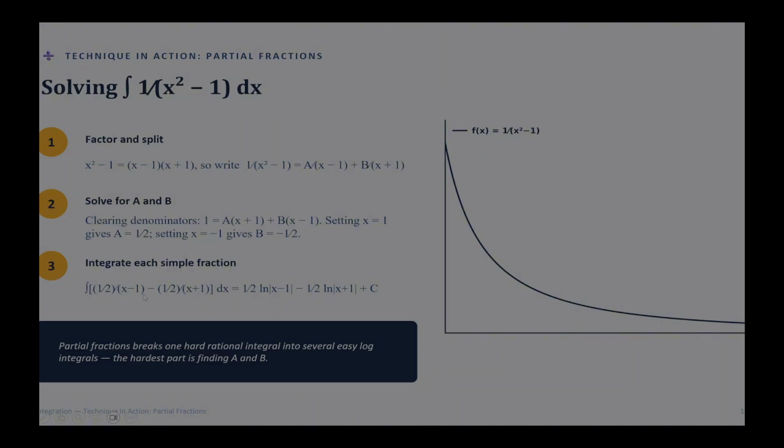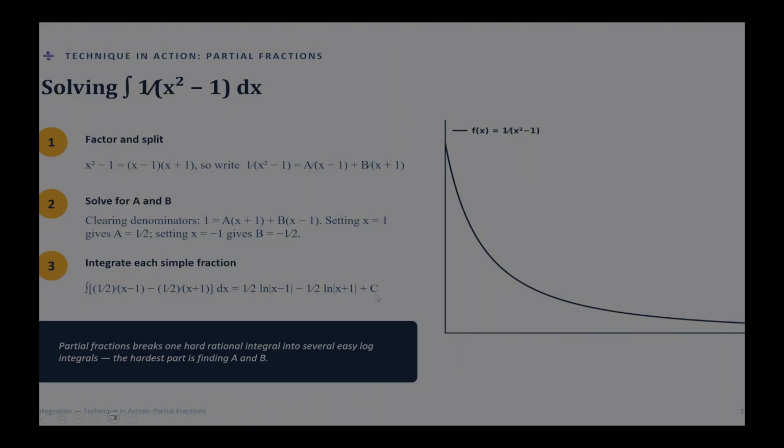So the integral of this function becomes the integral of one half of 1 over (x − 1) minus one half of 1 over (x + 1). Substituting, it becomes half log of (x − 1) minus half log of (x + 1). We use absolute values inside the logs, since the arguments may not be positive.